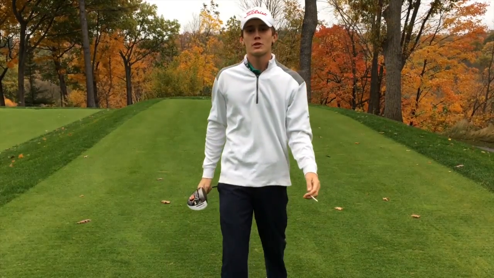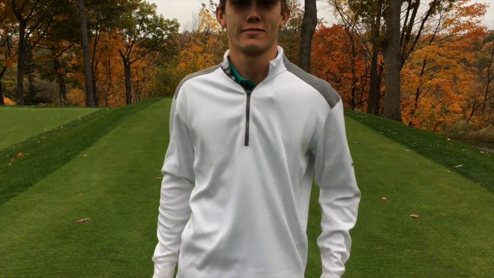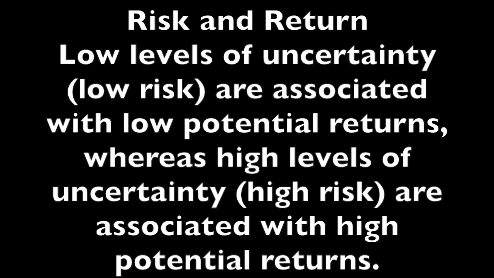Perfect. Some people just happen to make the right choice. So risk and return is low levels of uncertainty or low risk associated with low potential returns, whereas high levels of uncertainty or high risk are associated with high potential returns.